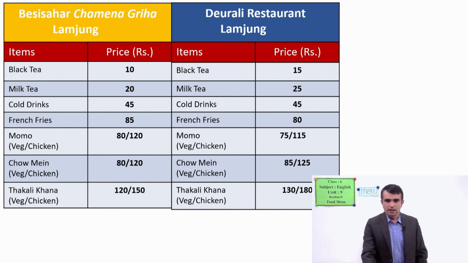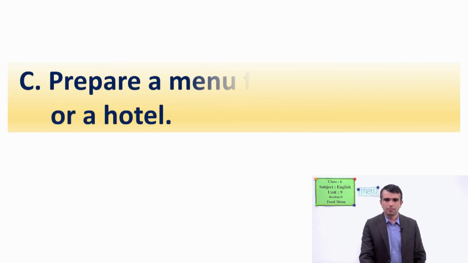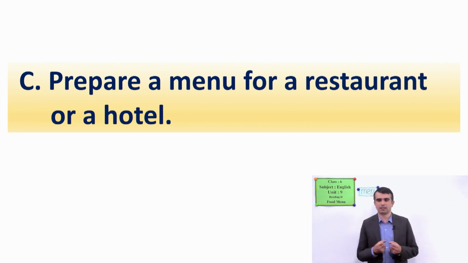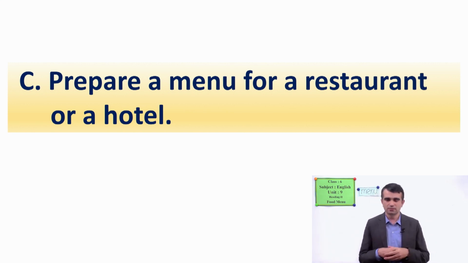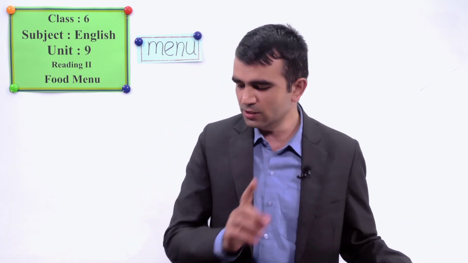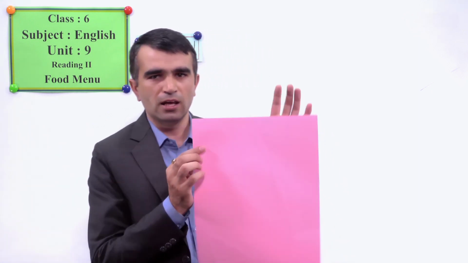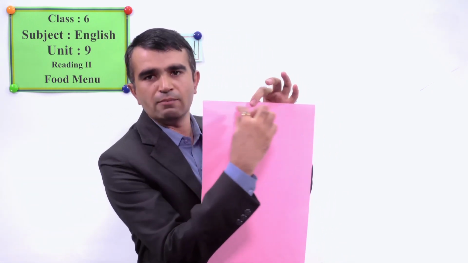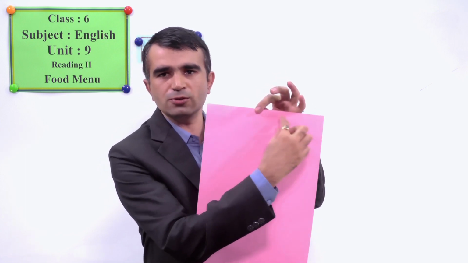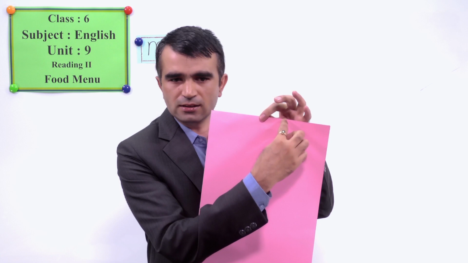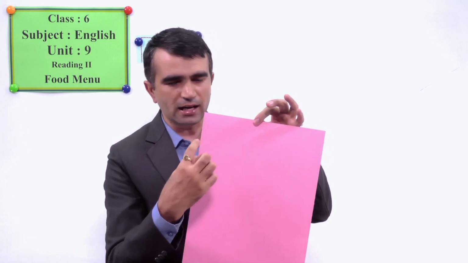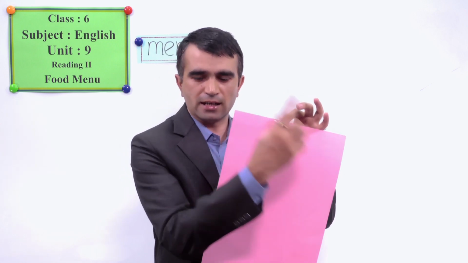Okay, now let's go to another. Last one, prepare a menu for a restaurant or a hotel. Can you prepare now? Yes, you can. Looking at your book, the menu given there, you can prepare a similar thing, can't you? For this, you need a page of paper or your exercise book. On the top, you can write the name of the restaurant. In your book also, what is written? Name of restaurant. Well, and then you can write item, price. Item, price. That way. Let's try.